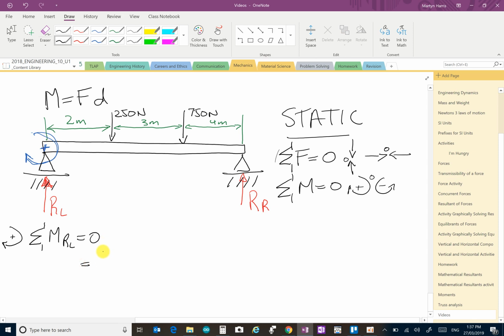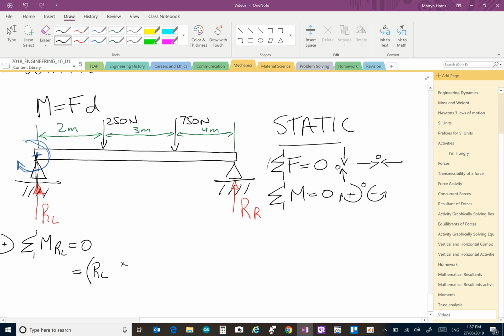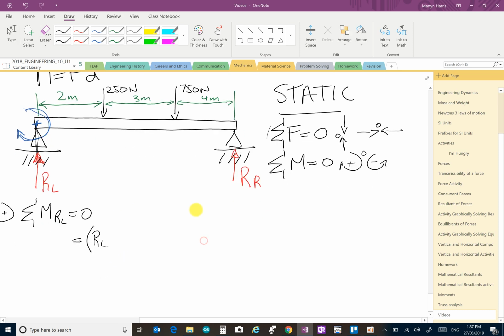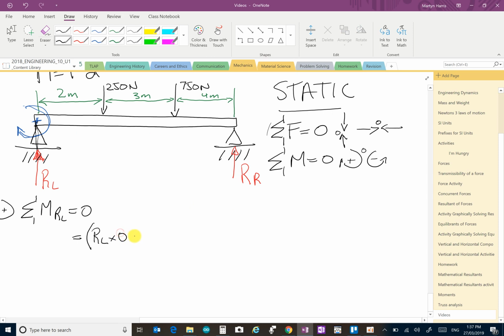Okay, let's write in the first force. We'll work from left to right with our forces. So RL, what's the distance? Because moments equals force times distance. Well, the distance is 0. Why? Because the force is acting right on the point of rotation. So RL times 0 is 0, plus the next moment. Next moment is 250 and it's working in this direction, so it's positive. 250 times the distance, which is 2.